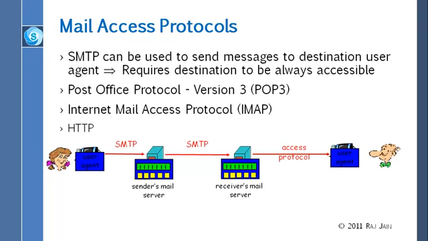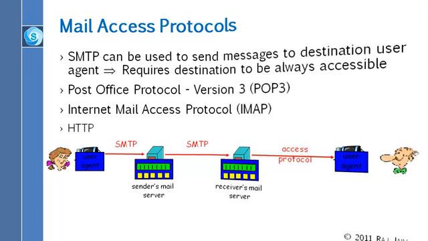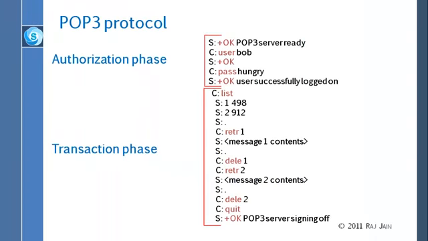So now POP3. Here's a sample POP3 sequence. The server says POP3 server ready, you say user Bob, the server says OK. Then pass hungry, this is the password, and it says OK, user logged in. Then the client says list. The server says you have 2 messages waiting. The first one is 498 bytes, the second one has 912 bytes, and then a dot. That means the end of the list.